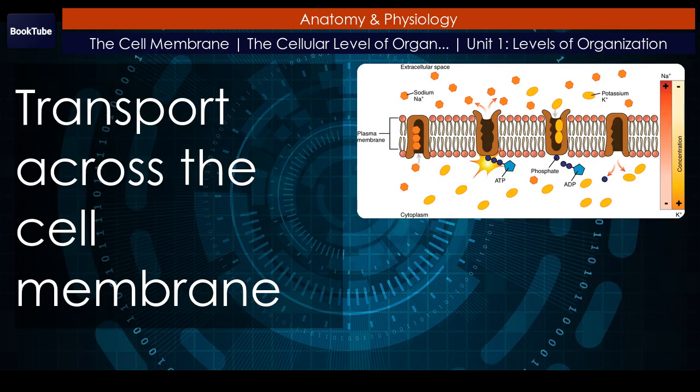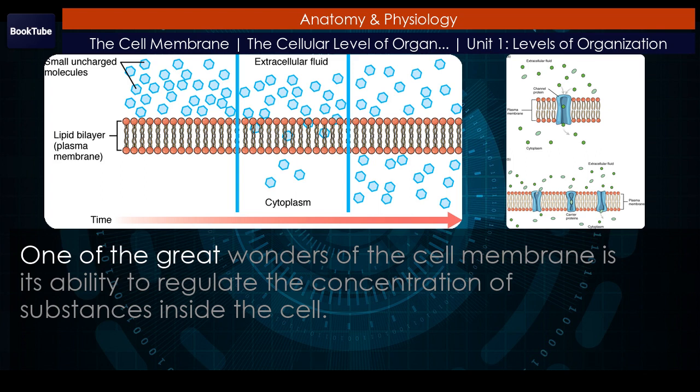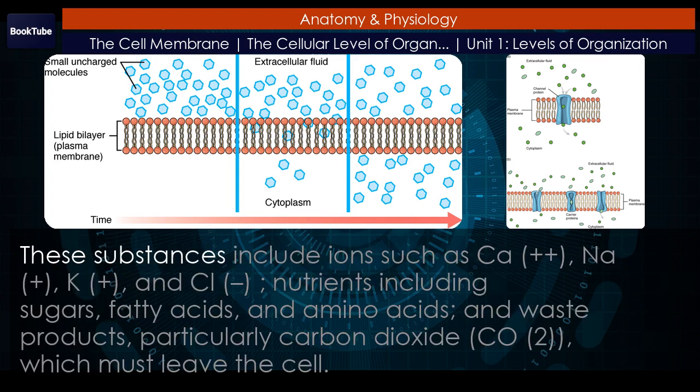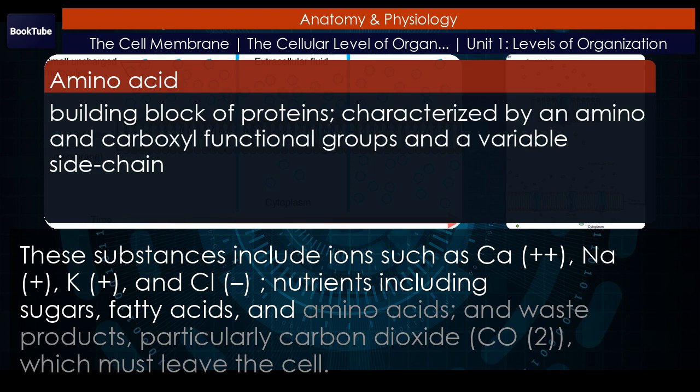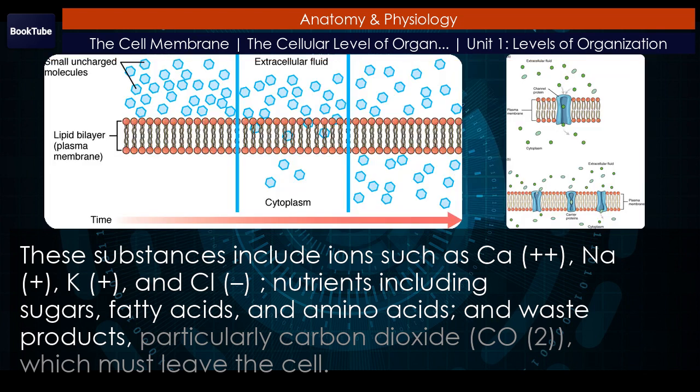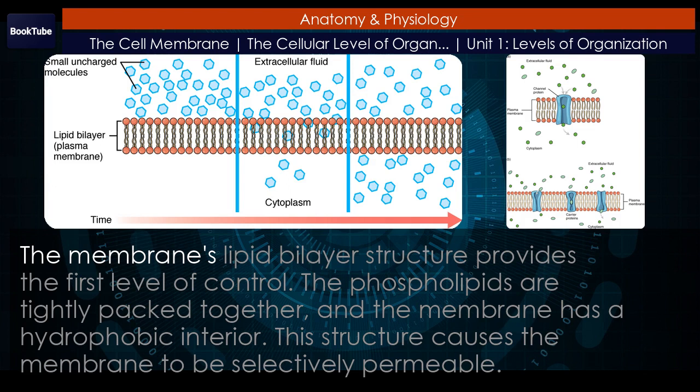Transport across the cell membrane. One of the great wonders of the cell membrane is its ability to regulate the concentration of substances inside the cell. These substances include ions such as Ca++, Na+, K+, and Cl-. Nutrients including sugars, fatty acids, and amino acids, and waste products, particularly carbon dioxide, CO2, which must leave the cell. The membrane's lipid bilayer structure provides the first level of control.